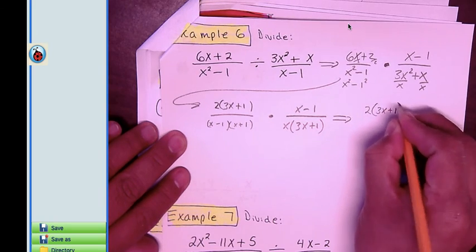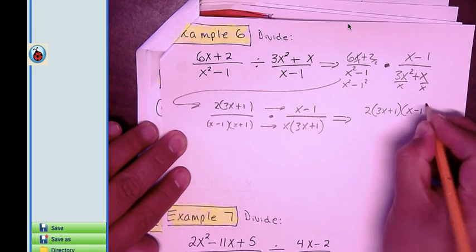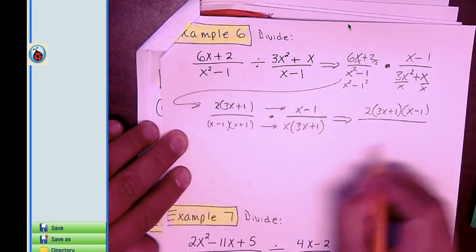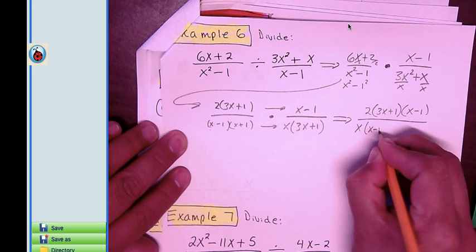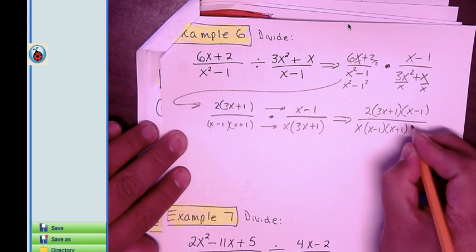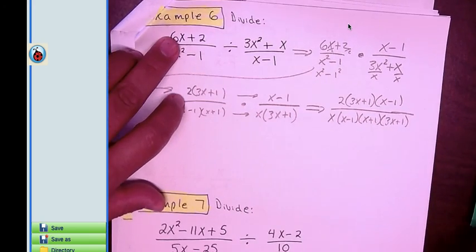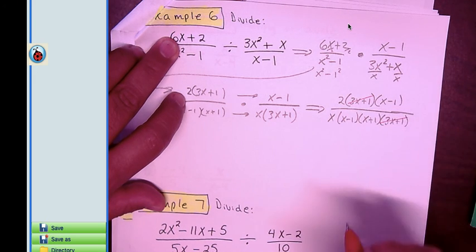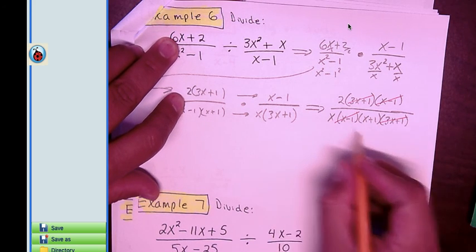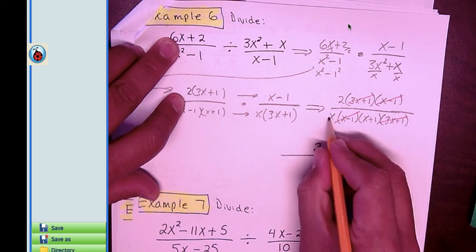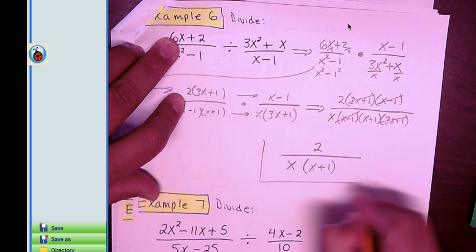3x plus 1. So now we're multiplying across like that. And then put this in parentheses, x minus 1 over, and then all of this stuff. So I'm going to put the x in the front, and then I'm going to put x minus 1 here, and then x plus 1 here, and then 3x plus 1. And then you start simplifying stuff, so you can simplify this, you can simplify that, and whatever's left, that would be the answer. So we're left with 2 on the top, with the x at the bottom, and that x plus 1 at the bottom. And that would be the answer.